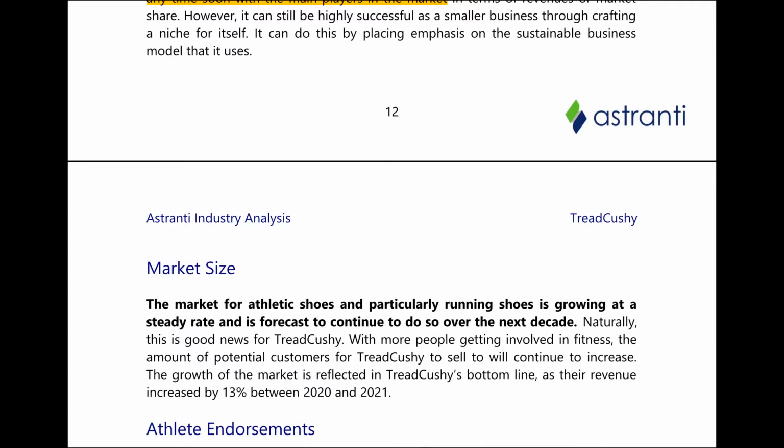Now, with the growth of the market, and particularly the growth in the popularity of running shoes, growing at a steady rate and being forecast to continue to do so, this can only be good for TreadCushy. They're producing running shoes as one of their main products, and as the industry continues to grow in size, this can only be good for TreadCushy. We can already observe that the growth of the market is reflected in their bottom line. Their revenues have increased by 13% between 2020 and 2021.